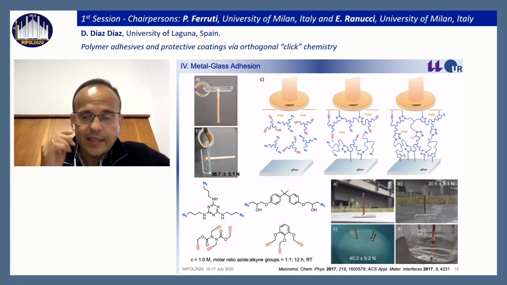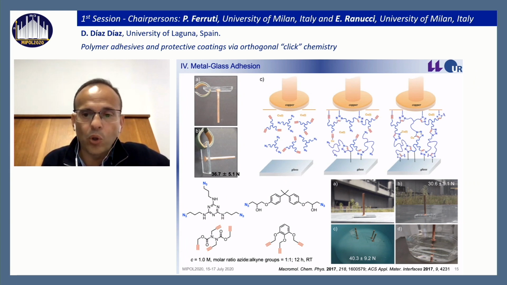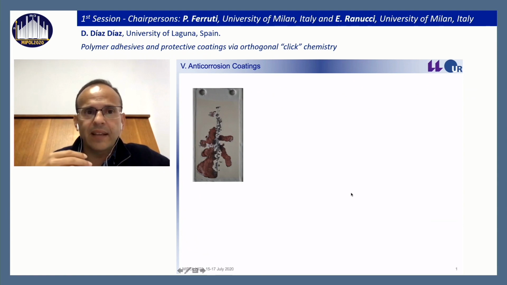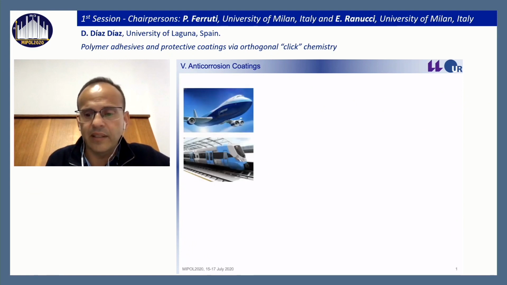And in the last few minutes, I will show you also another application, which is a more recent application, which is to make anti-corrosion coatings. So, corrosion is a big problem, and among the different metals that undergo corrosion, aluminum is also one of the most problematic metals because of the fast passivation layer that they generate.